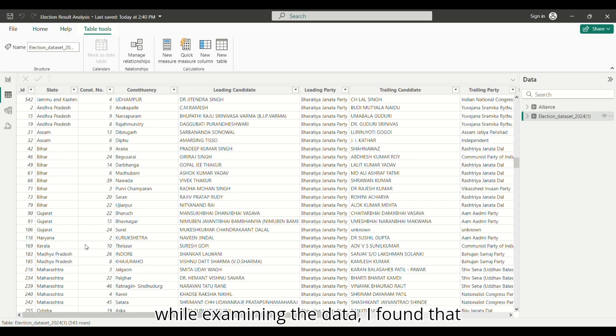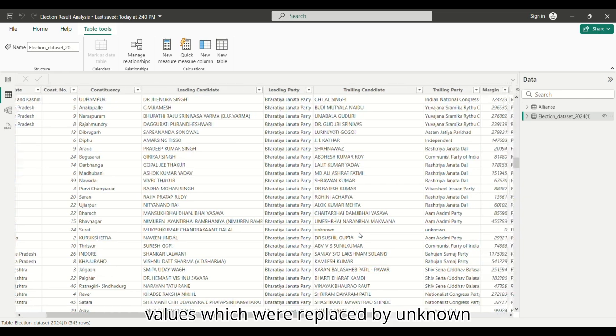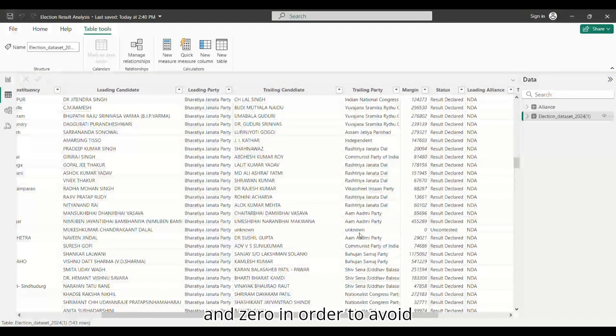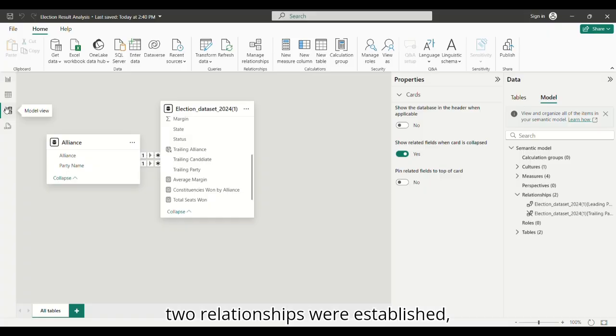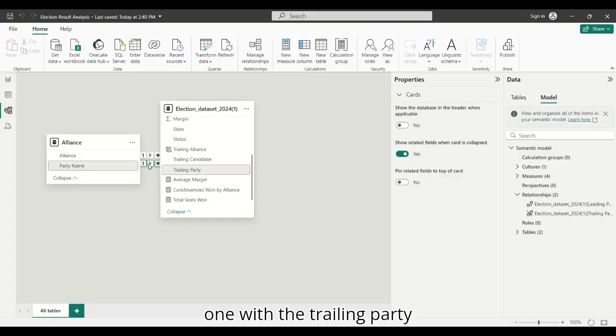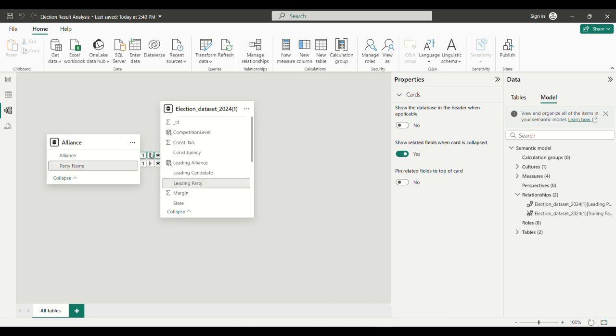While examining the data, I found that the Surat constituency had some null values which were replaced by unknown and 0 in order to avoid errors in the analysis. The first task was to combine both the data sets to get a comprehensive understanding of the data. So two relationships were established, one with the trailing party from the election dataset and party name from the alliance dataset, and the second relationship between leading party and the party name.